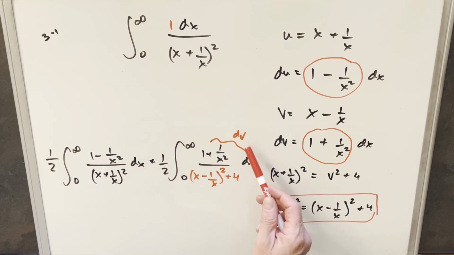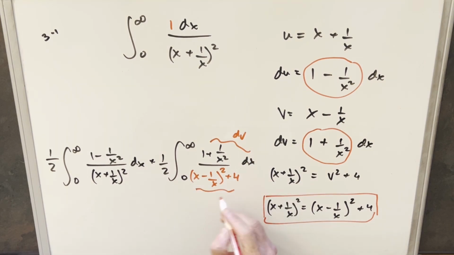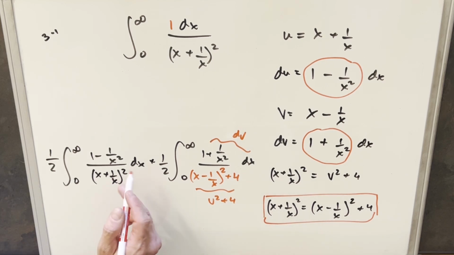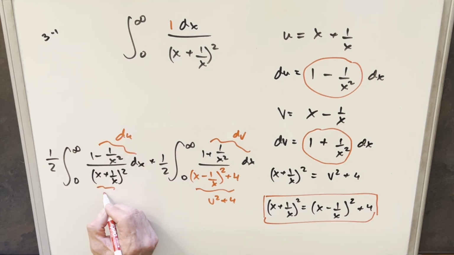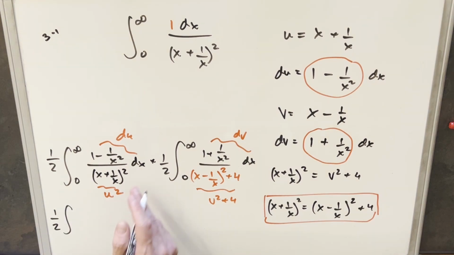Okay, so now at this point, you notice we have our dv in the numerator. This here is going to be our v squared plus 4. And then over here in this first integral, you'll notice this here is exactly our du value. And this is going to be in the denominator just u squared. Okay, so now for this first integral, we're going to have a 1/2 out front. And then for our integral, we're just going to have du over u squared.